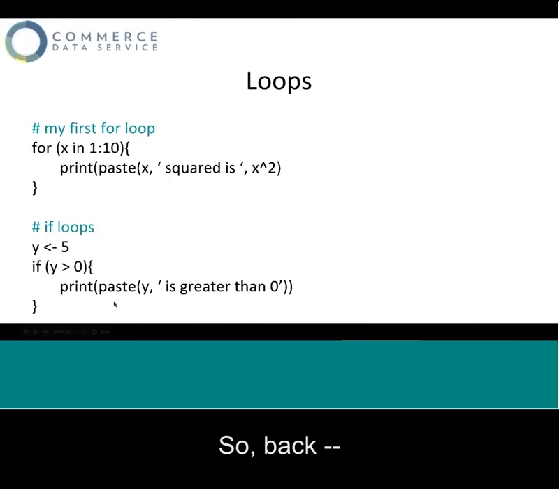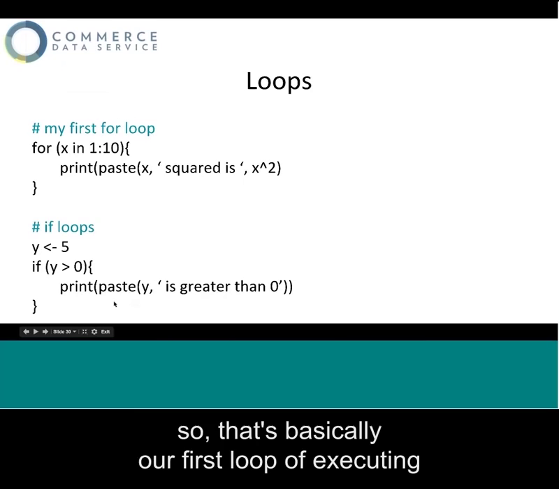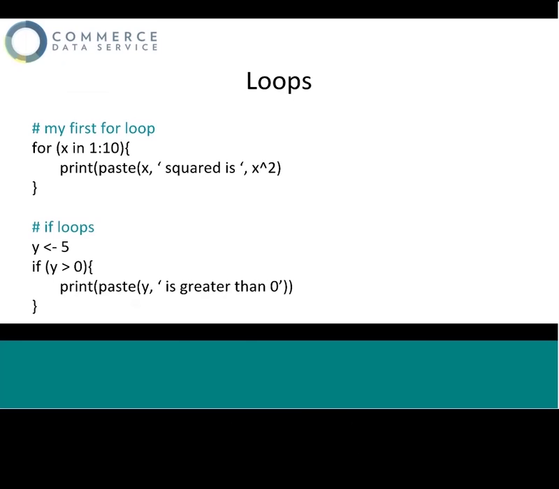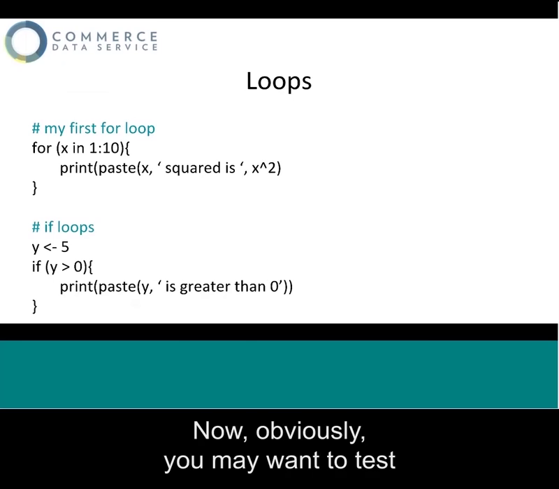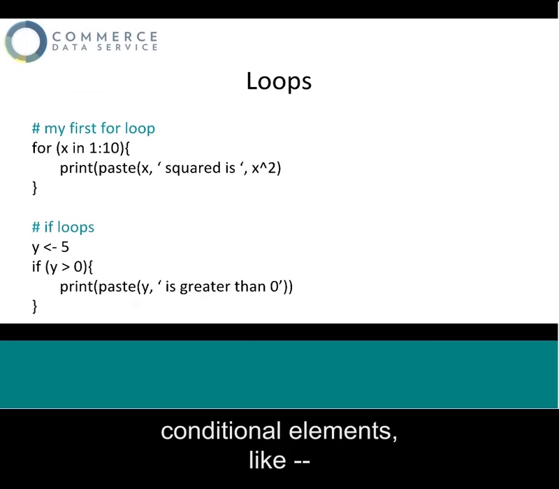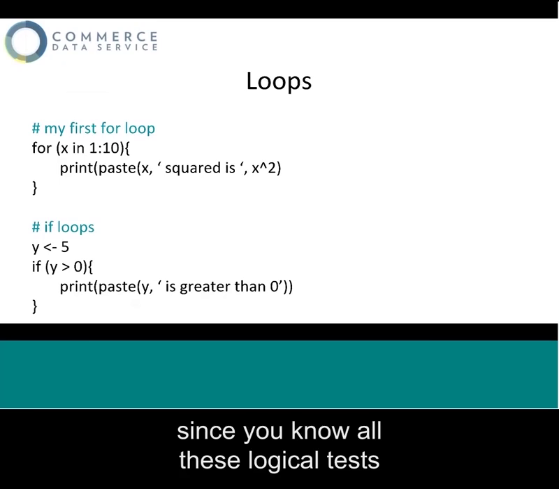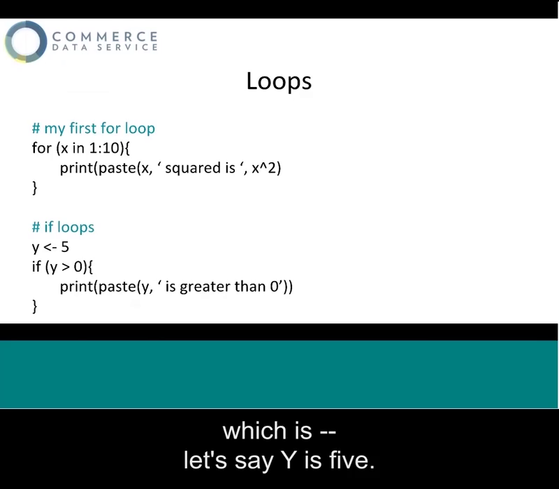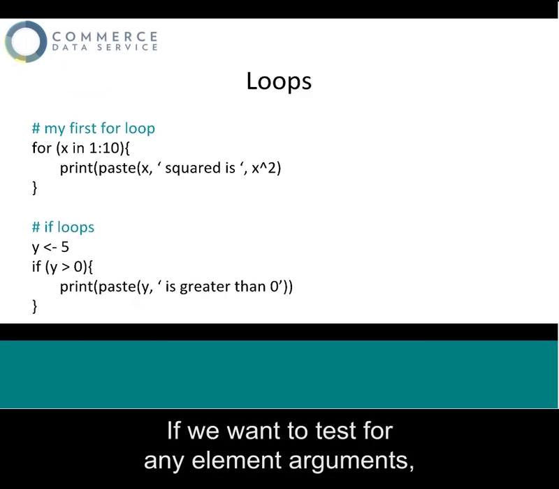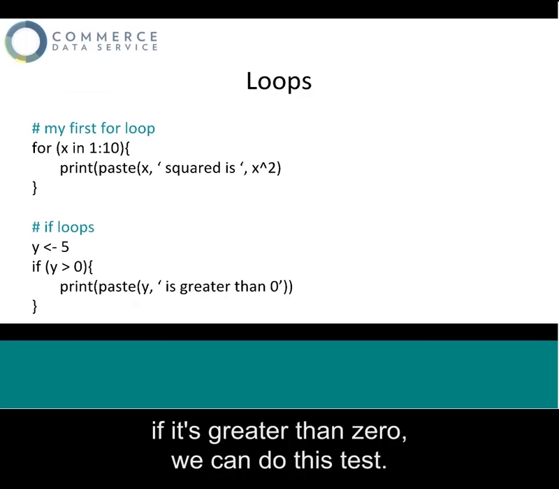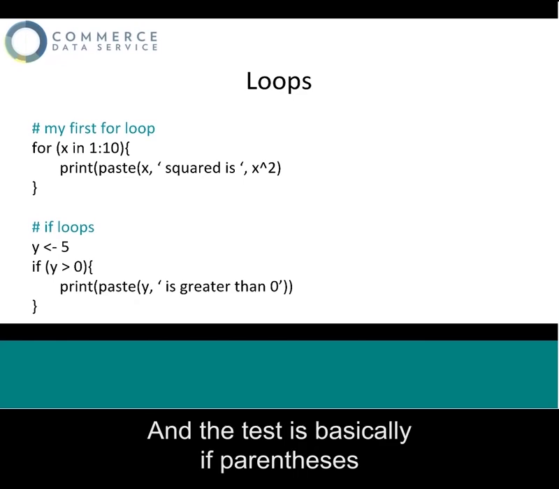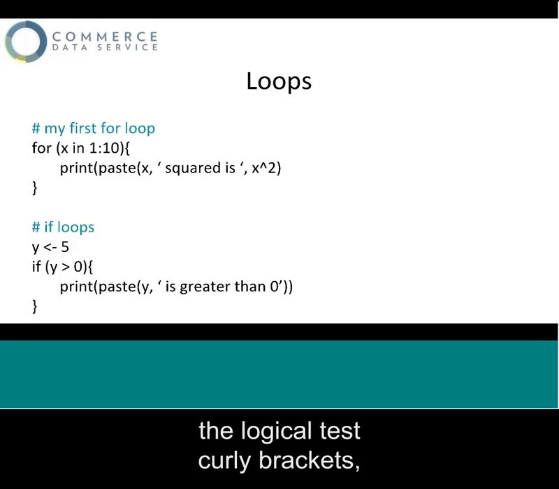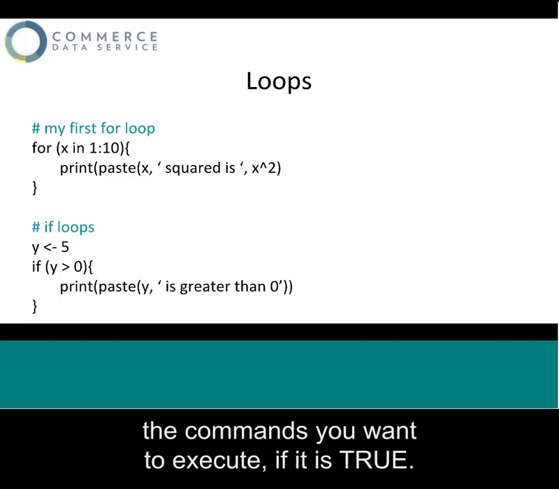So back. That's basically our first loop, executing on everything from 1 to 10. Now, obviously, you may want to test conditional elements, since we know all these logical tests. Let's do a very basic one: let's say y is 5. If we want to test whether the element is greater than 0, we can do this test. The test is basically if, parentheses, the logical test, curly brackets, the command you want to execute if it is true.